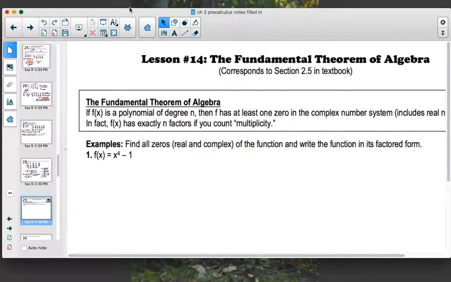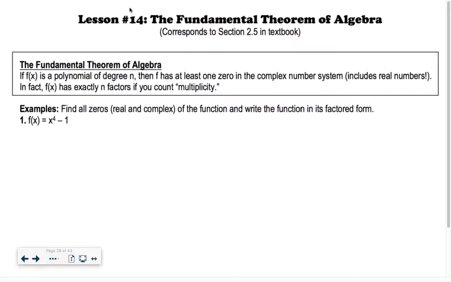So the fundamental theorem of algebra, the most important theorem in all of algebra, says that if I have something like x to the fifth, so my degree is 5, I'm going to have 5 zeros, counting multiplicity. So if I have x to the fourth, I'm going to have 4 zeros. Now those could be repeated answers.